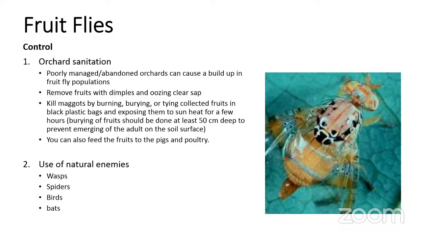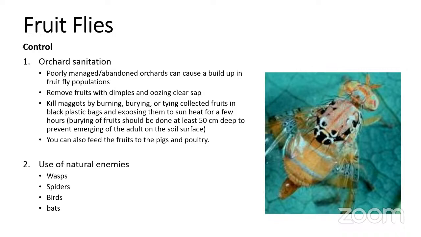What are the control measures which are available? The first control measure is orchard sanitation. Under this, the first thing which you should avoid is to have fields which are poorly managed or abandoned, because this will give rise to a buildup in the population of fruit fly. So if there is an orchard which you have abandoned, please clear it and burn it, because if you leave it, they will be multiplying there uncontrolled.